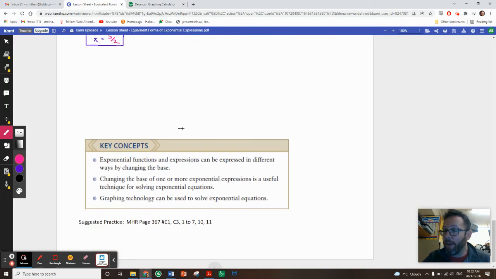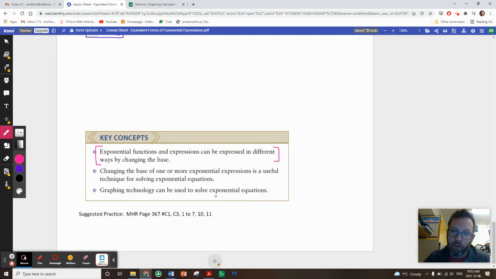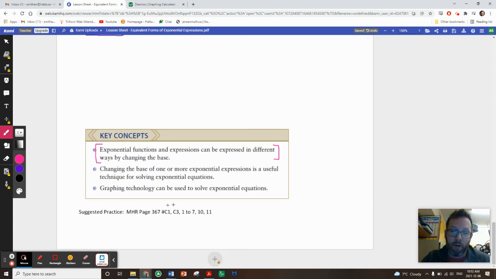All right. And that's it for this lesson, guys. A little brief introduction into one technique for solving exponential equations. We saw initially that we can rewrite functions and expressions by changing the base and getting equivalent expressions. And then we used this technique to solve some simple equations. Got some suggested practice for you guys there as usual.